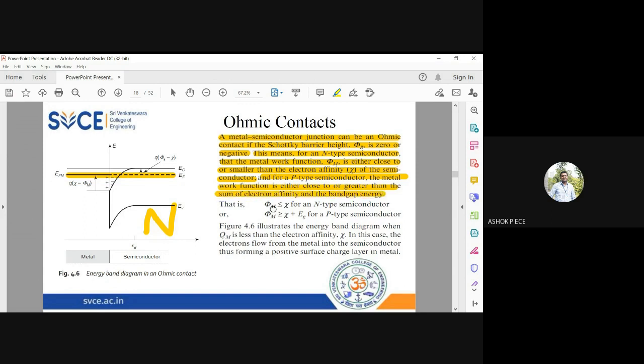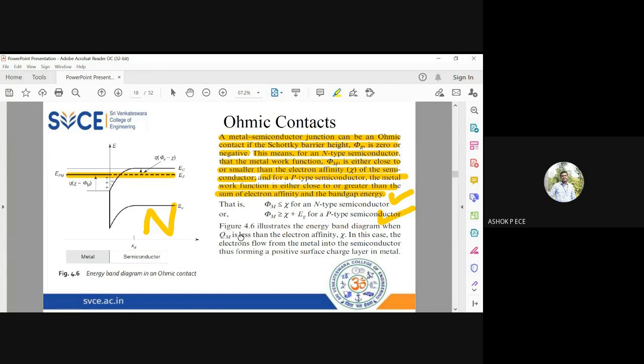So see the relation. When phi m is less than or equal to x, it is n-type. When phi m is greater than or equal to x plus Eg, it is a p-type semiconductor. In p-type, Eg will come in because your Fermi level is close to your valence band. So when you are computing any function, you have to come all the way down to your valence band. Whenever you go for p-type, you will always have this Eg coming into the picture, and whenever you go for n-type, you just take the electron affinity. So this is going to be the energy band diagram.